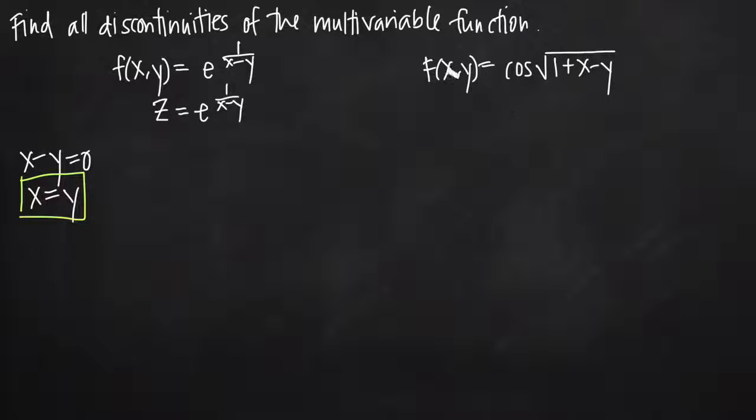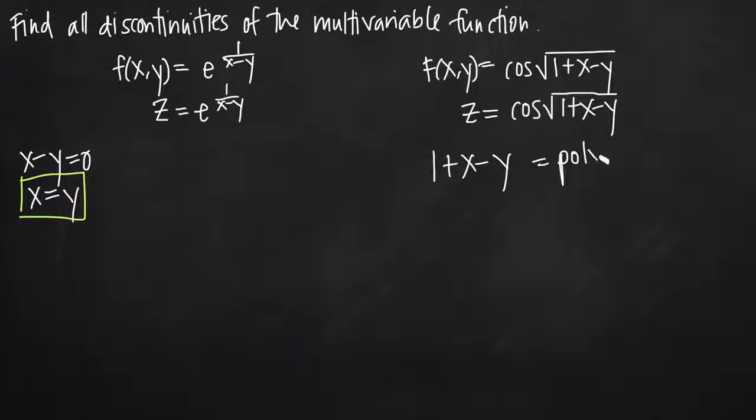Now for our second function here, capital F of xy, we can also think of this as z is equal to cosine of the square root of 1 plus x minus y. And in this case, we know that the cosine function is continuous everywhere, right? It's just a curve that oscillates back and forth between -1 and +1, and it's continuous everywhere. However, when we take cosine of a square root of this polynomial function, we know that 1 plus x minus y is continuous everywhere because 1 plus x minus y is a polynomial function, and we know that polynomial functions are continuous everywhere. So we don't have to worry about this function specifically.